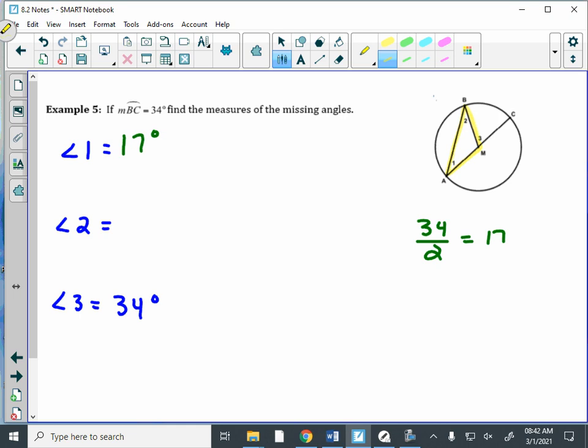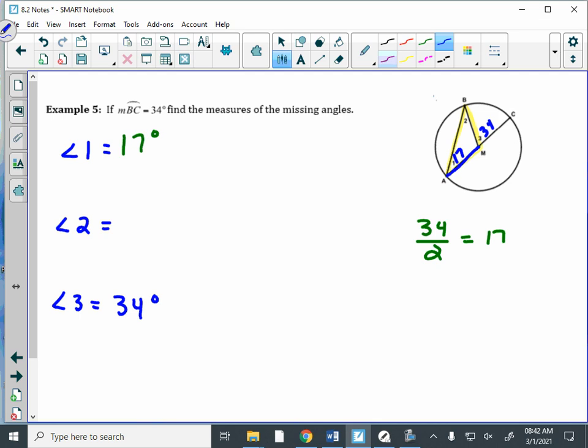That's not right, but it is a triangle. We know this is 17, and we know this is 34. I heard someone say it. What type of triangle is it? Isosceles, right? How did you know it was isosceles? You're right.